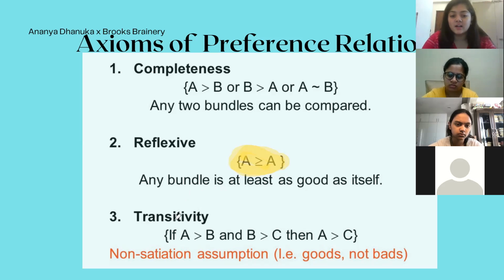The third one that we have is transitivity. Okay, this is where inconsistency mainly comes into place. If I choose apples over bananas, then I choose bananas over oranges, then I will be choosing apples over oranges. See, if A is preferred over B, B is preferred over C, then naturally I have to prefer A over C. This is the transitivity thing. So you can't be inconsistent.